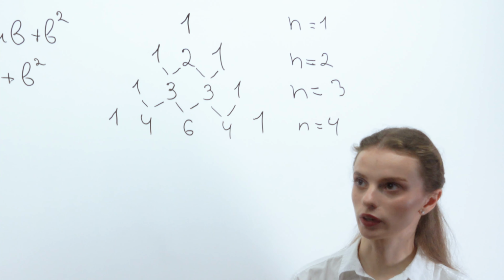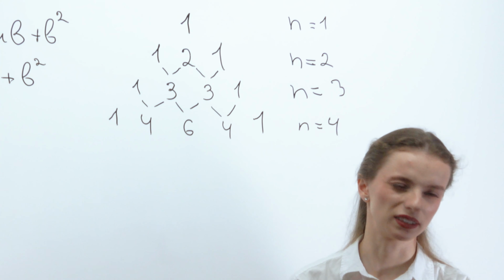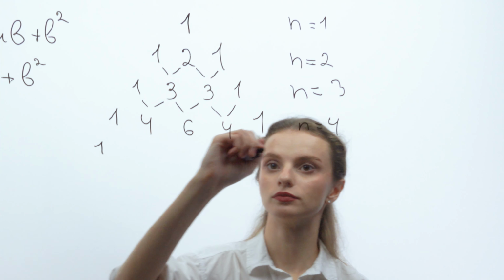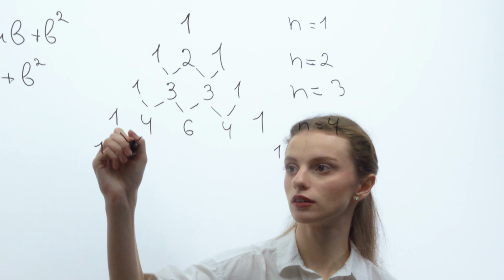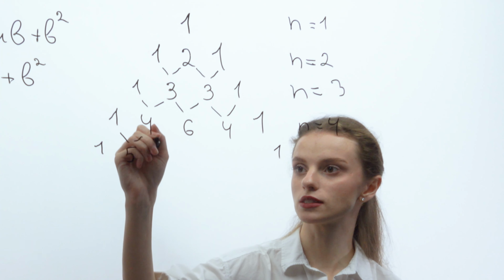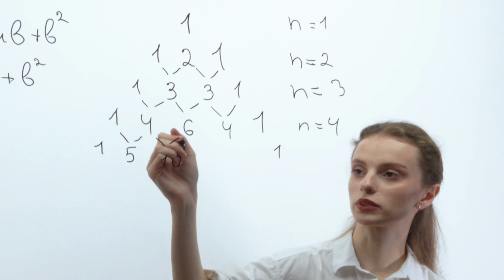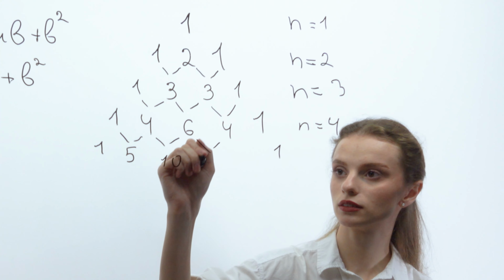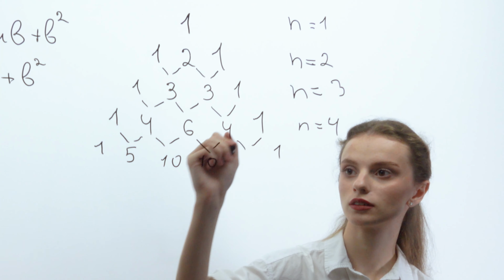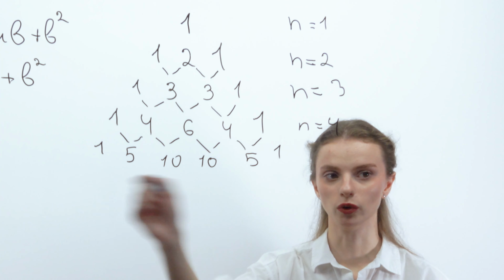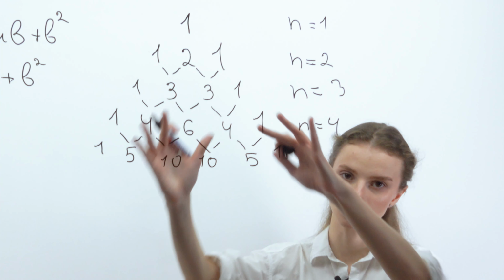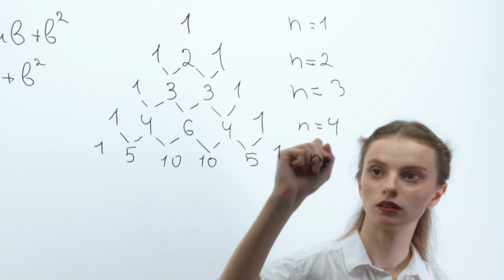We can keep going. So let's do the fifth row and just end there. Now you add 1 plus 4 is 5, 4 plus 6 is 10, 4 plus 6 is also 10, 4 plus 1 is 5. And then you just keep going. The more rows you want, just keep expanding the triangle.